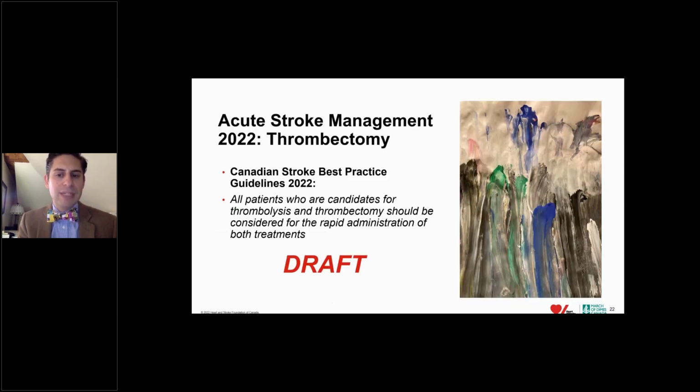And so our updated recommendation for 2022 is going to say something along these lines, that all patients who are candidates for thrombolysis and thrombectomy should be considered for the rapid administration of both treatments.